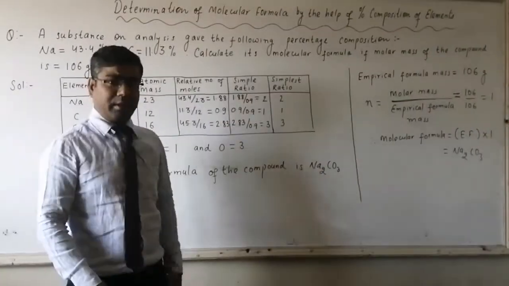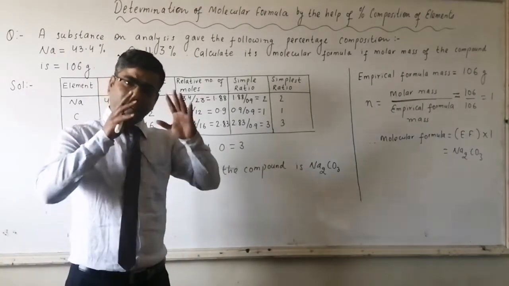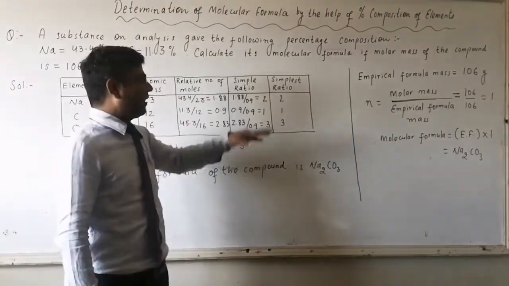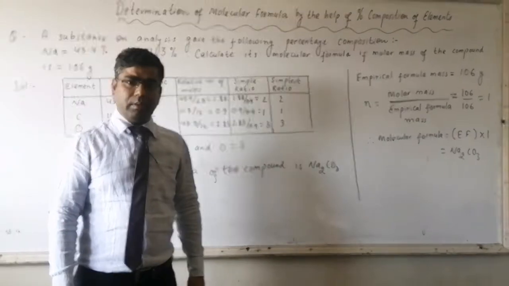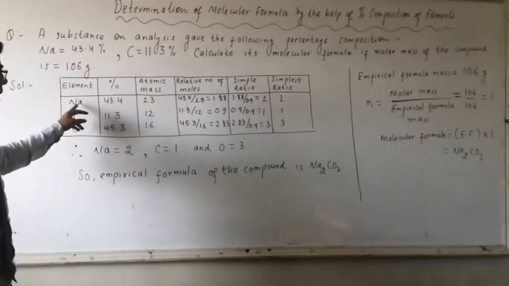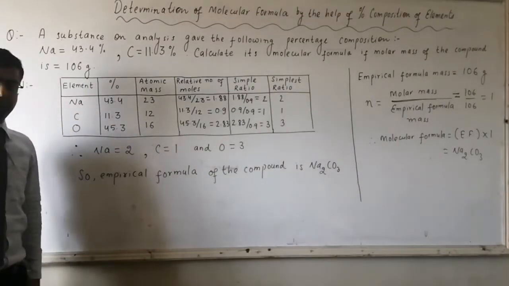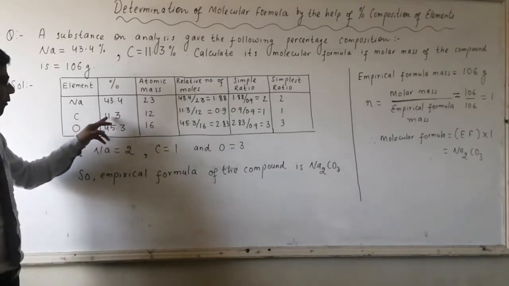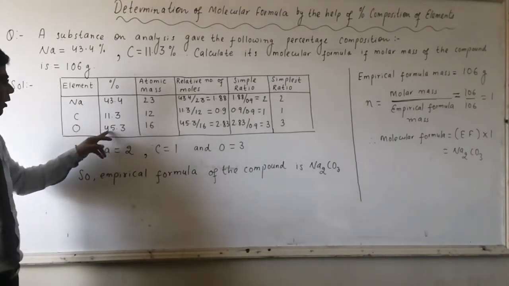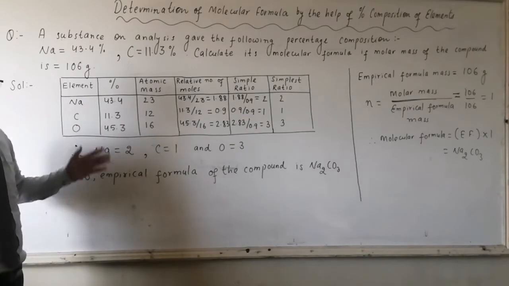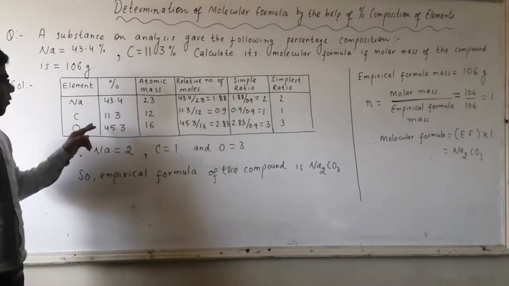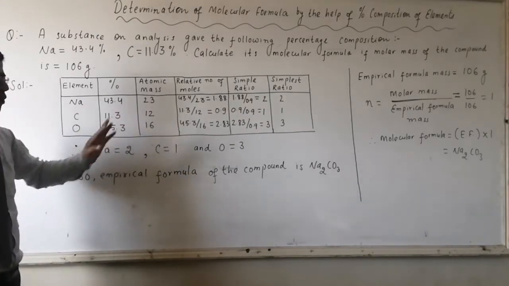If the simple ratio is not a whole number, then we have to convert it into a whole number, then we will get the simplest ratio. So what is the percentage for Na? Na percentage is 43.4. Percentage for carbon is 11.3 and percentage for O is 45.3. Atomic mass for Na will be provided, 23. For carbon it is 12. For oxygen it is 16.